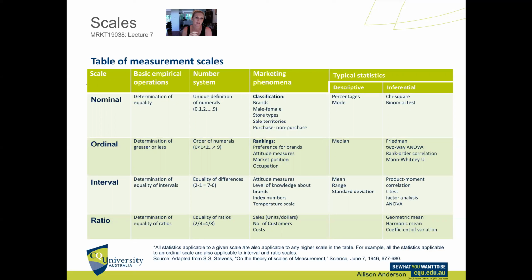Okay, ordinal. Okay, ordinal gives you a determination of greater or less. You have an order of numerals, so everything has to be from 1 to an endpoint, or 0 to an endpoint, or in fact negative to an endpoint, thinking about it, because it doesn't have an absolute 0. Okay. The rankings are preferences for brands, attitude measures, market position and occupation. The marketing phenomena are rankings, that's what it measures.